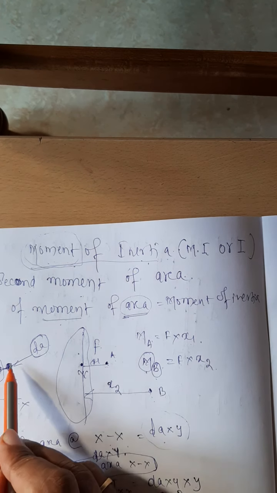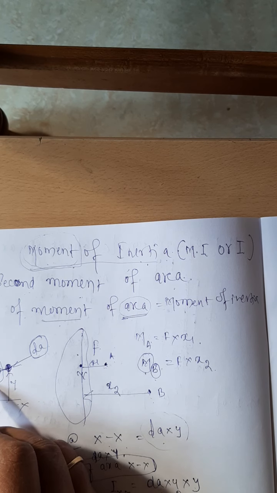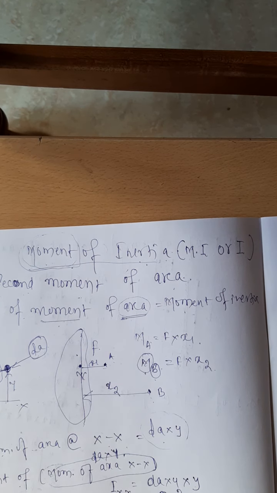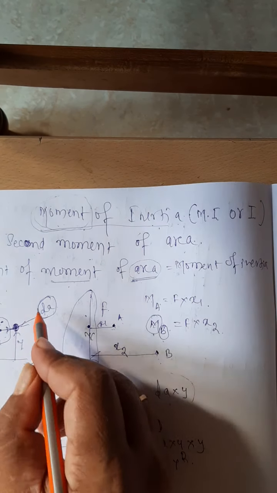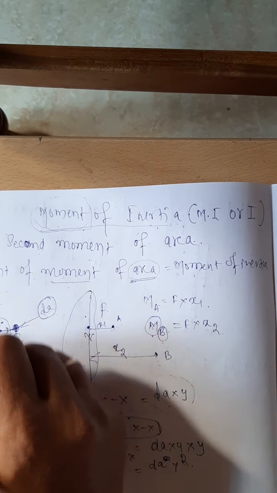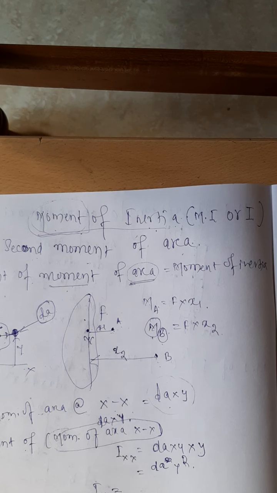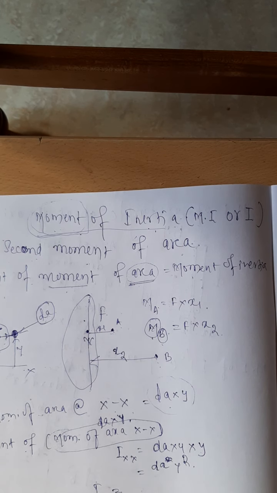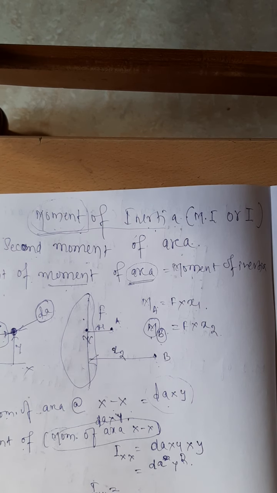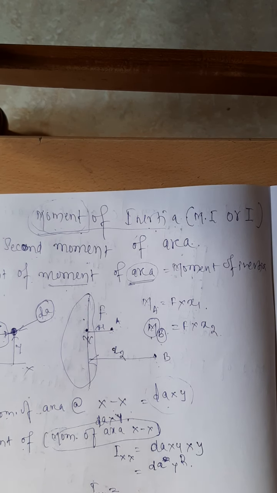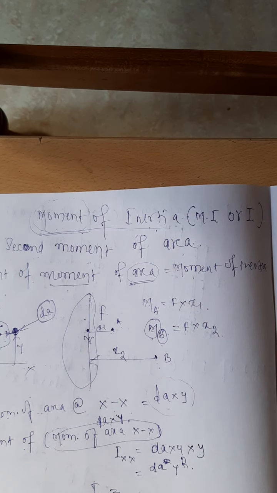First I need to take the moment of the small area about the y line. Moment of inertia is written as Iyy. First what I need to calculate is the moment of area of this small area about the yy line, that is, about the y-axis. It is equal to that area multiplied by the distance of that area from the y line. That is nothing but dA into x.